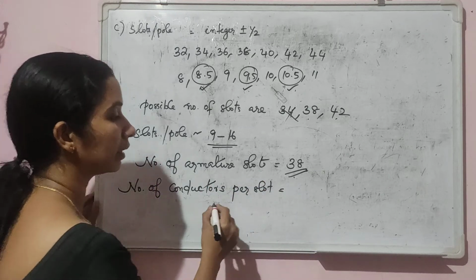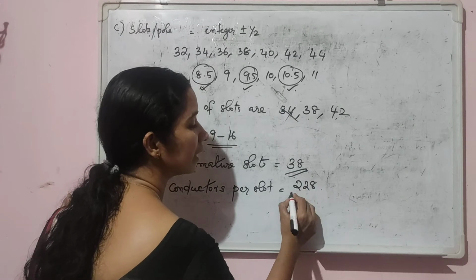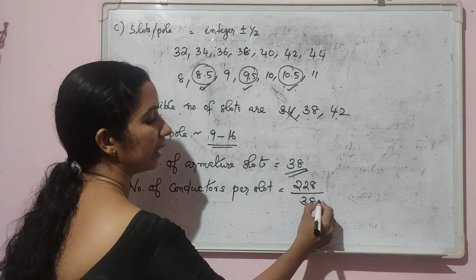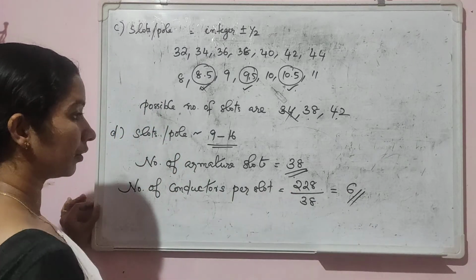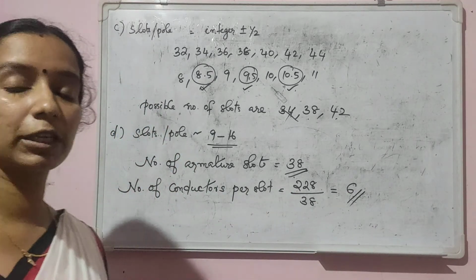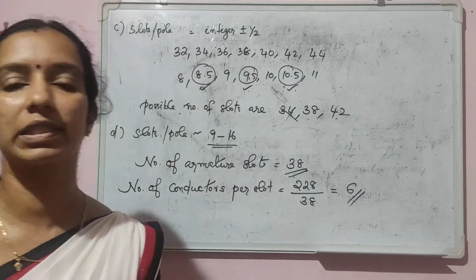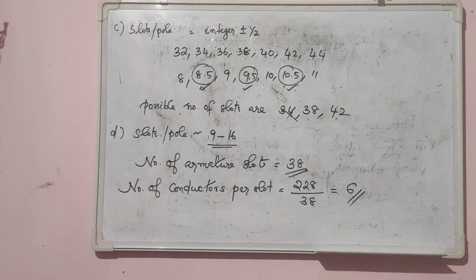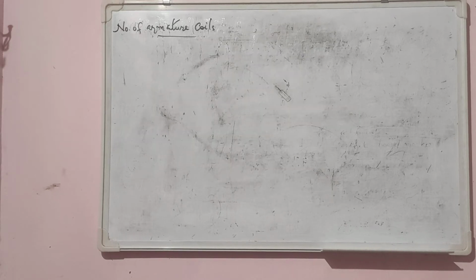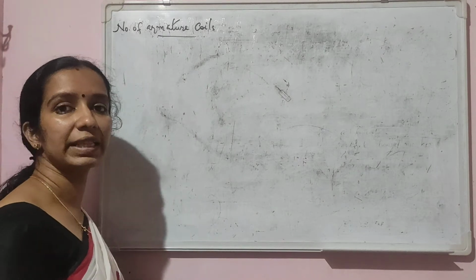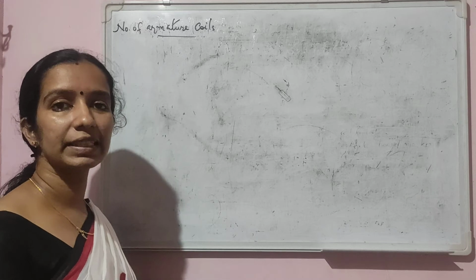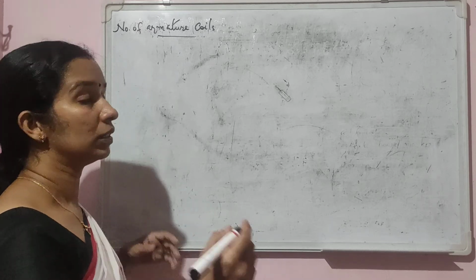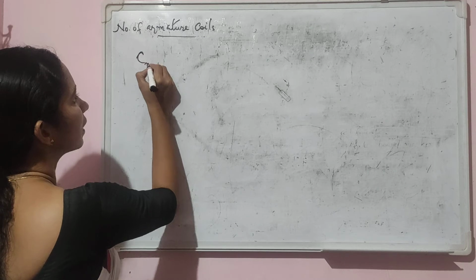Okay, we have got the number of conductors as 228 divided by number of slots 38. You will get the value as 6. Okay. So note down that value there. So now we have to calculate the number of armature coils. While calculating the number of armature coils, we have to ensure that the number of armature coils that we are going to use is greater than the required minimum value. So there is a minimum number of coils required.